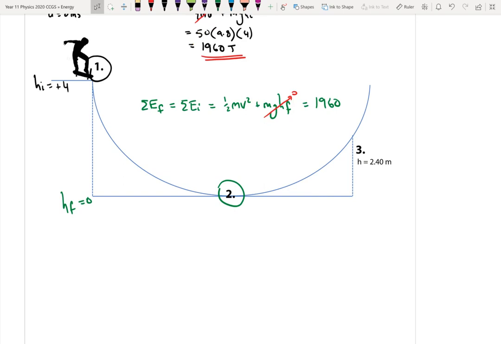So then we can rearrange. We can say 1960 equals a half mv squared. I'm going to rearrange for v now. I'm going to say that v equals the square root of 2 by 1960 divided by how much mass he had, which was 50 kilograms. Which is 8.85. Okay?